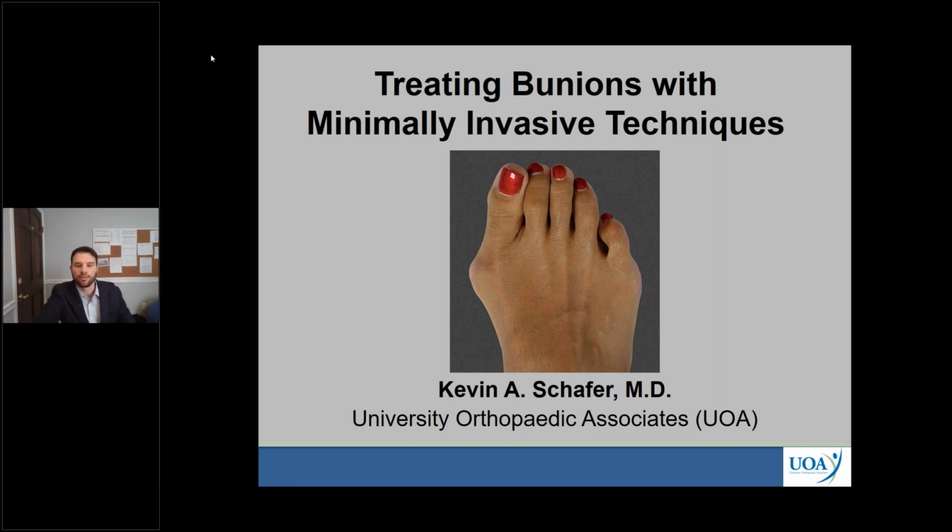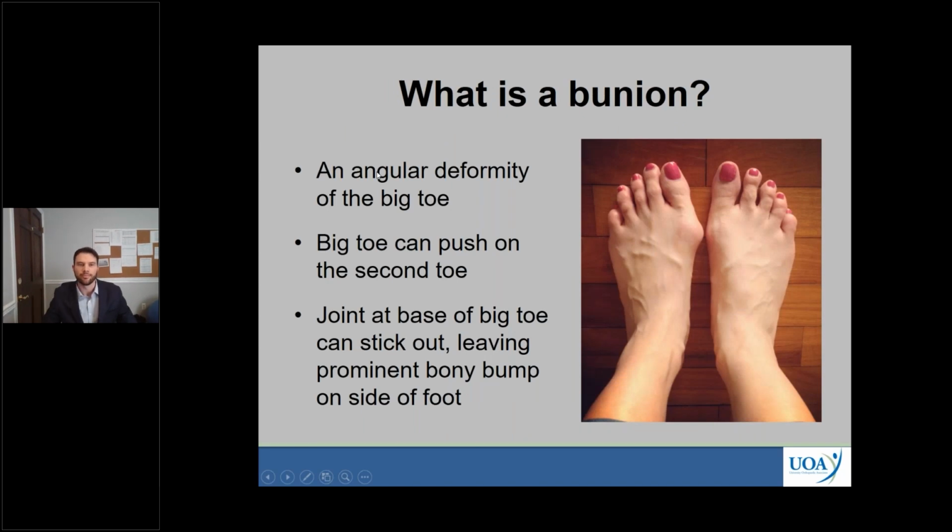So first off, what's a bunion? So a bunion is really a catch-all term for an angular deformity of the big toe, specifically when the big toe goes over towards the lesser toes. And you can see right here, it's not subtle, right? The big toe here is heading over towards the lesser toes. And it can push on the other toes as well, so they can become involved.